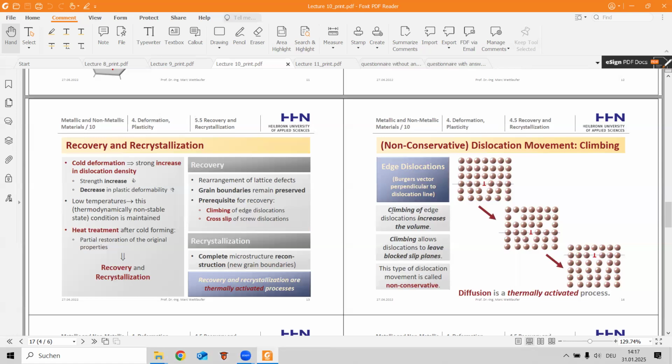Edge dislocations: the Burgers vector is perpendicular to the dislocation line. Climbing of edge dislocations changes their volume. Climbing allows dislocations to leave blocked slip planes. This type of dislocation movement is called non-conservative. Diffusion is a thermally activated process.